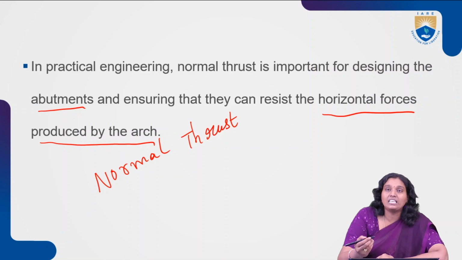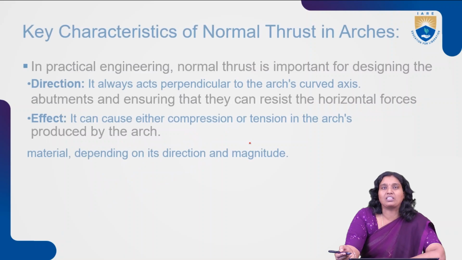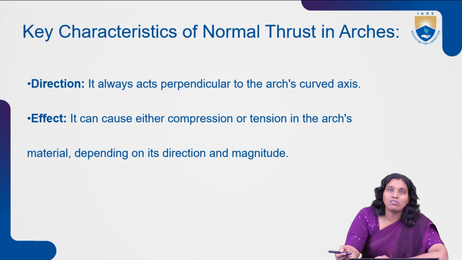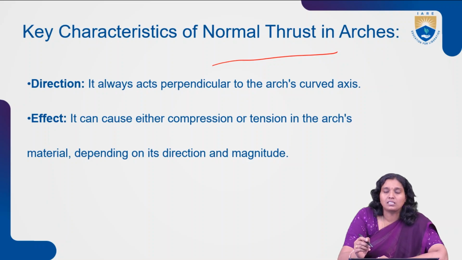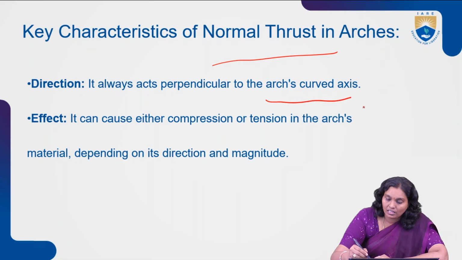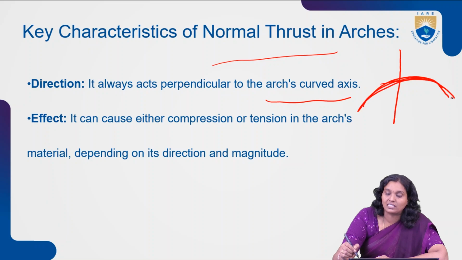So for the horizontal forces caused by the existing forces, the terminology that reduces them is nothing but the normal thrust. Here we have some key characteristics involved in this normal thrust. Those are direction. It always acts perpendicular to the arch's curved axis. So here this is the curved portion. It acts along the direction perpendicular to this curved axis.